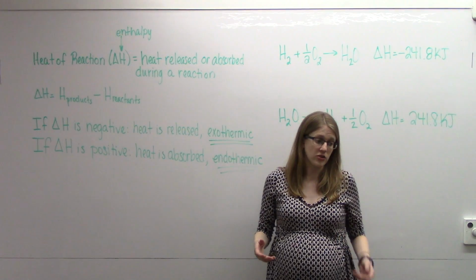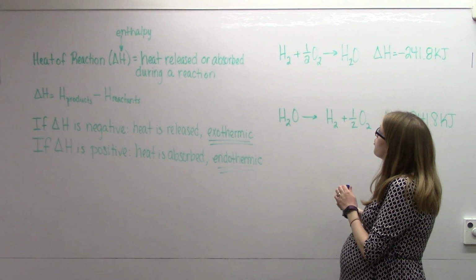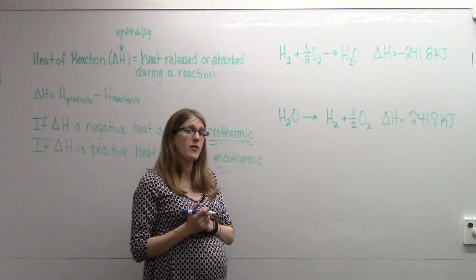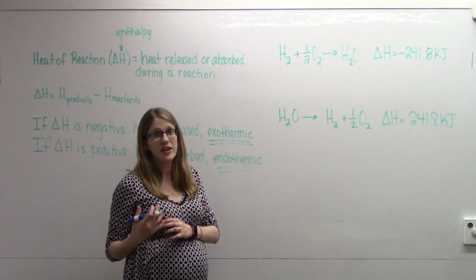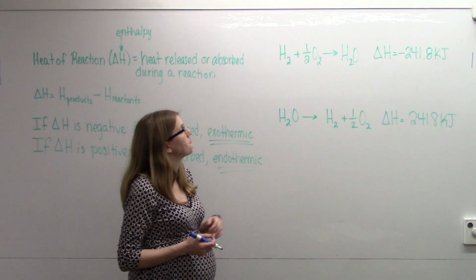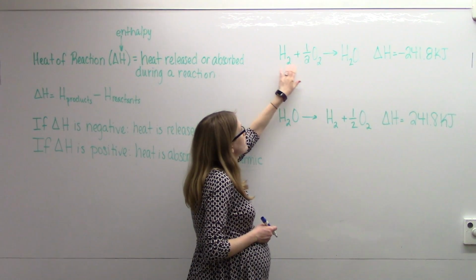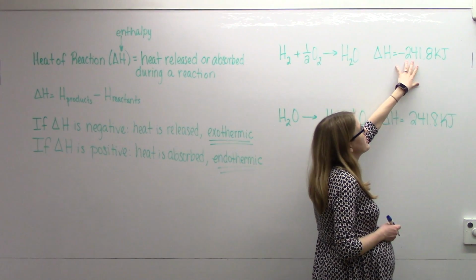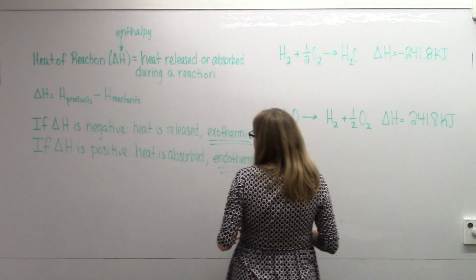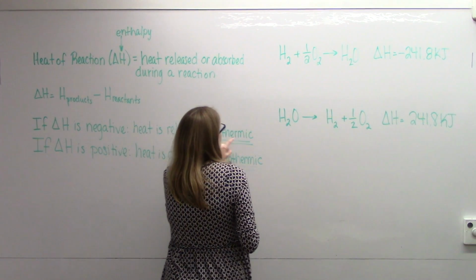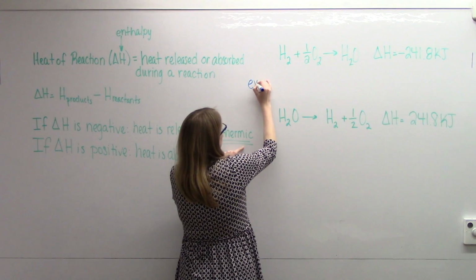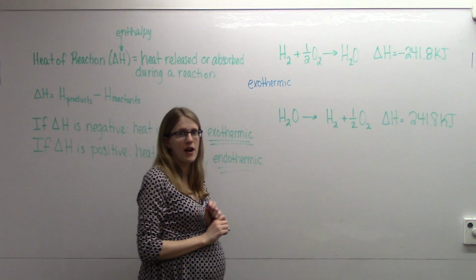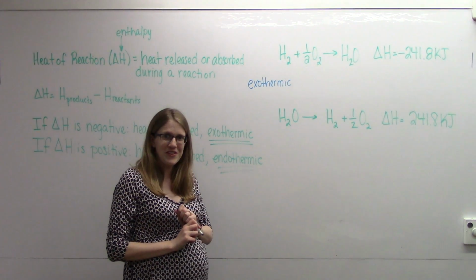So here's what you're actually going to have to do with this, okay? Given a reaction and given a delta H, you're going to have to know if the reaction is exothermic or endothermic. You cannot know that a reaction is exothermic or endothermic unless you are given heat in some way, okay? So here we have a reaction. Hydrogen plus oxygen yields water. Delta H is a negative 241.8 kilojoules. What does that tell us? Delta H is negative. That means that this reaction is exothermic. Exothermic reaction.